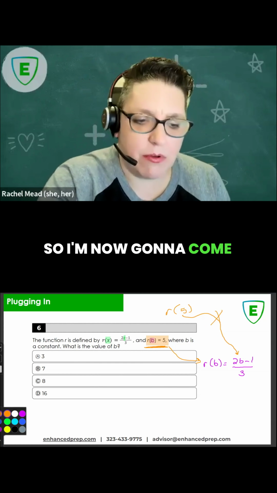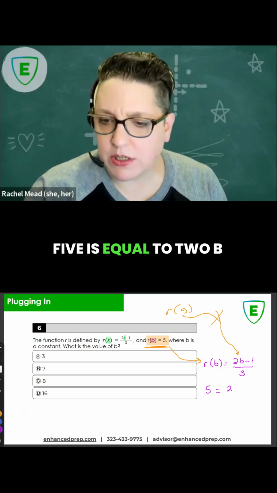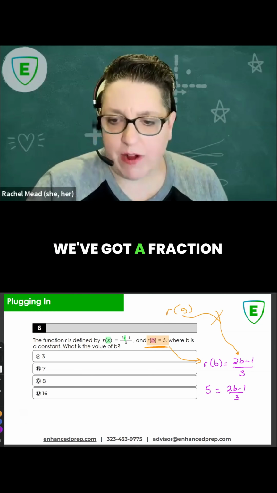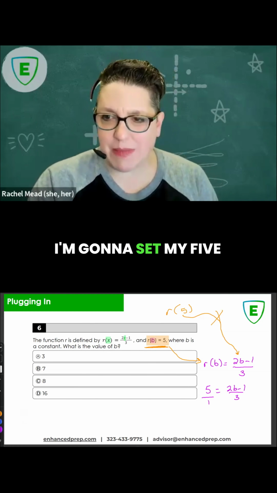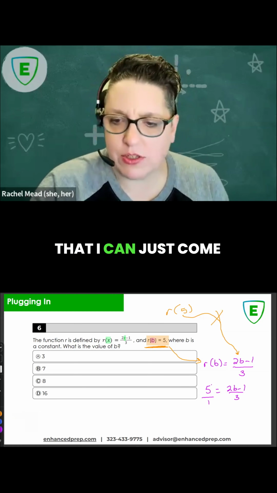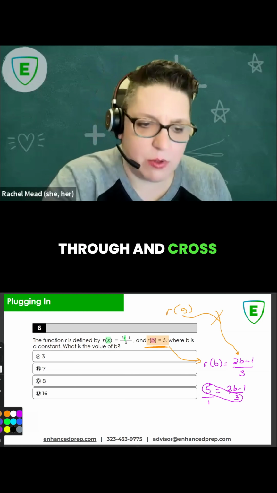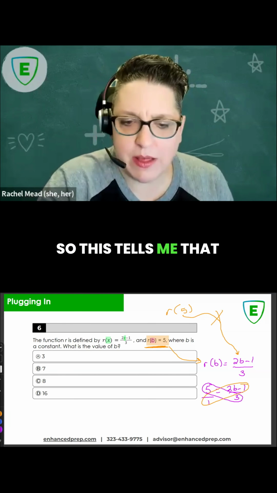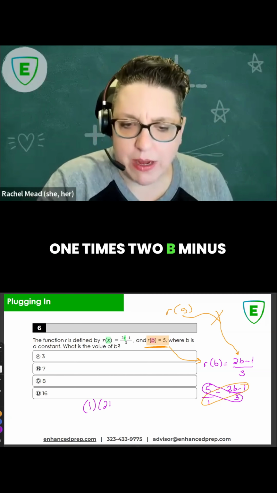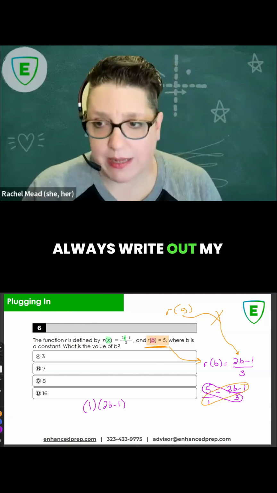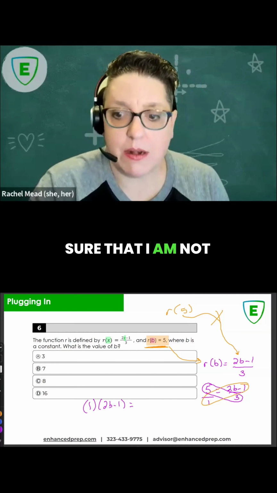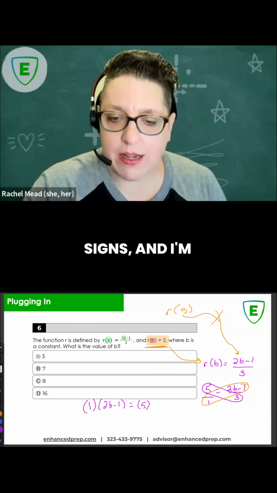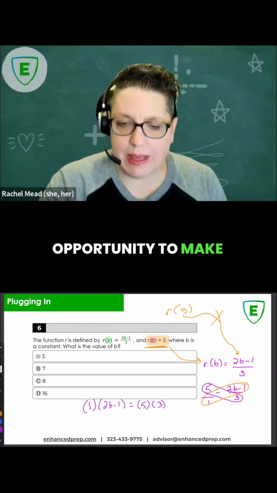So I'm now going to come through and say that 5 is equal to 2b minus 1 over 3. Now, fantastic. We've got a fraction that equals a whole number. I'm going to set my 5 up to be a fraction so that I can just come through and cross multiply in order to quickly clear out my fractions. So this tells me that 1 times 2b minus 1. And I always write out my steps in order to make sure that I am not doing too much in my head, that I'm not losing track of my signs, and I'm avoiding the opportunity to make careless errors.